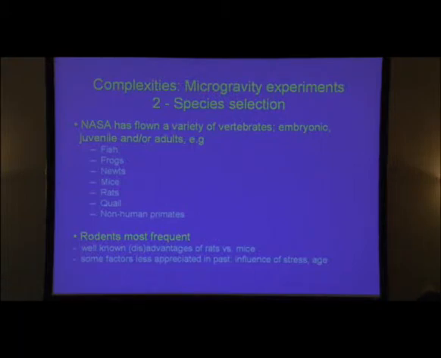NASA has flown a wide variety of vertebrates at different stages from embryonic to juvenile or adult. The vast majority have been rodents, mostly rats initially, and now more and more mice, which have the advantage of being able to manipulate them genetically. Two of the important factors to consider are stress and age of the animal. Our astronaut population is adult, but many of the earlier studies were done with growing animals.